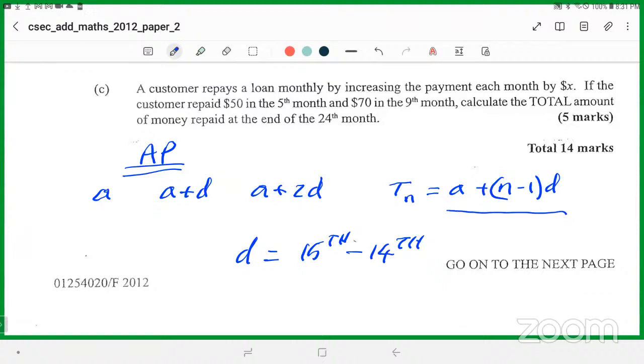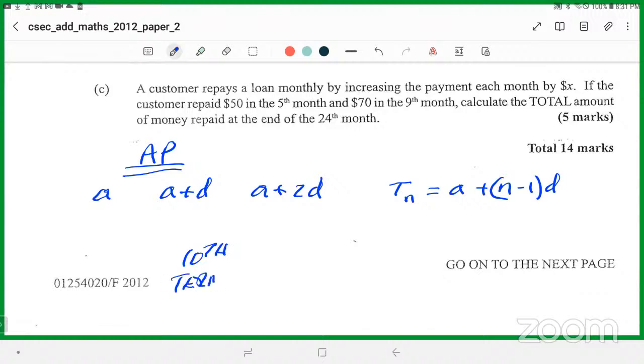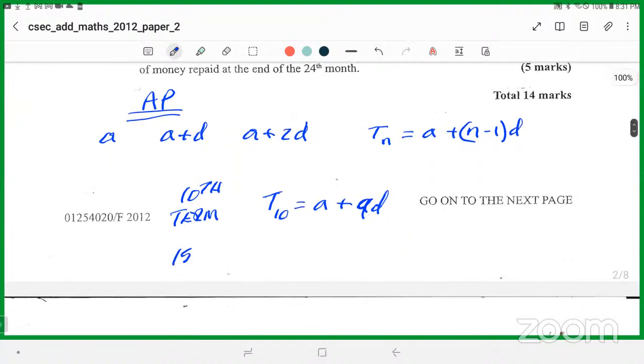So I'll give you a simple example now. For example, the 10th term is referred to as T10. It is simply A plus 9D, because 9 is 1 less than 10. The 15th term is T15. It is simply A plus 14D.